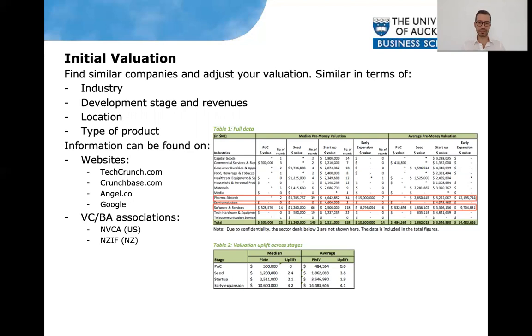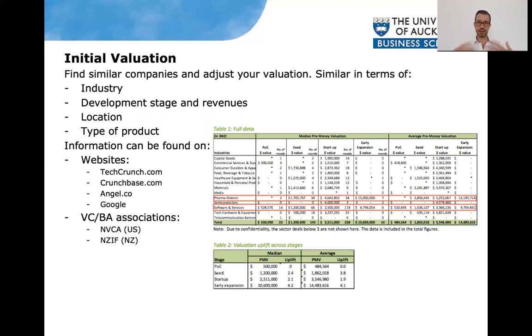You can find information in a number of places, just by Googling it. There are some websites that are targeted at early stage companies such as TechCrunch, Crunchbase, Angel.co. These will give you some information. So just Google fundraise company biotechnology valuation. You are likely to find some information on companies that have fundraised.